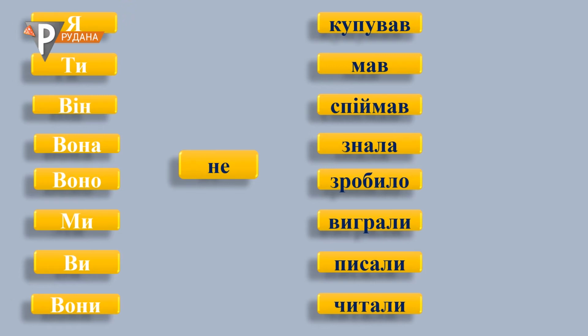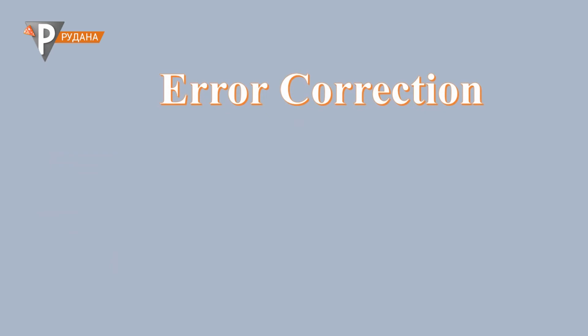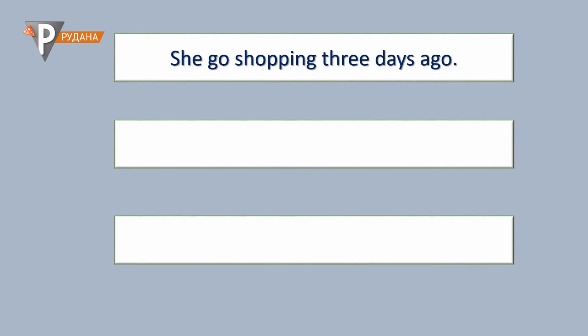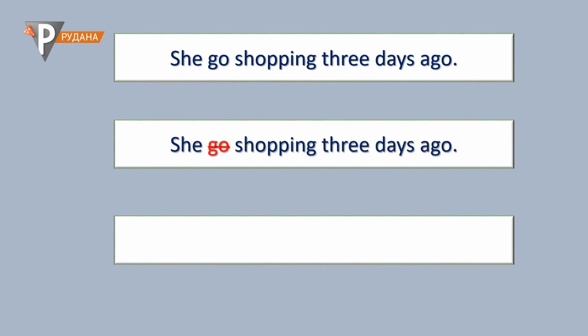Let's take a look at error correction part. In error correction part, you will see one sentence. Look at it attentively and try to find a mistake. The mistake is that in this sentence we don't use go because we have past simple. The correct way to say this sentence is she went shopping 3 days ago.